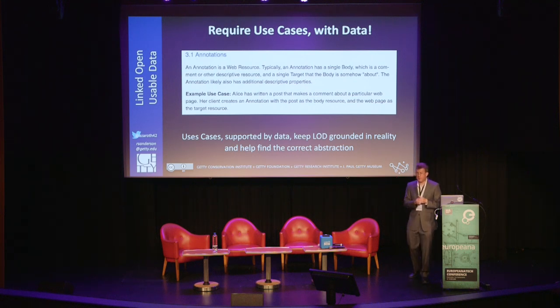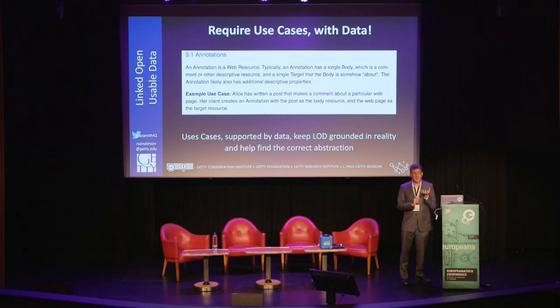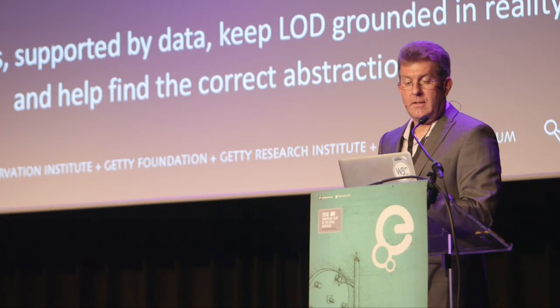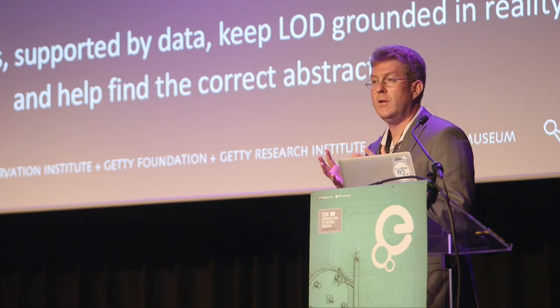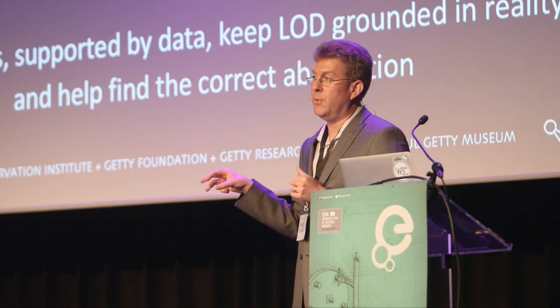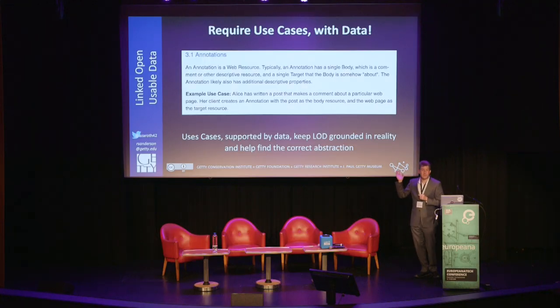Require use cases with data. So you may recall that a little bit. The use cases supported by data keep the ontology grounded in reality. So there's no more hypothetical winged actors dancing on the head of little man-made objects. But it also helps find the correct abstraction, A for abstraction. If you can understand what data you have and what the use cases of the consumer are, when you put them together, that's the correct abstraction. And it also means that your scope of the work is well defined. You're not going to go out into angels on pins world because you won't have data to support it and you won't have use cases that require it. So in the annotation work, every single feature has a use case that we can point to.